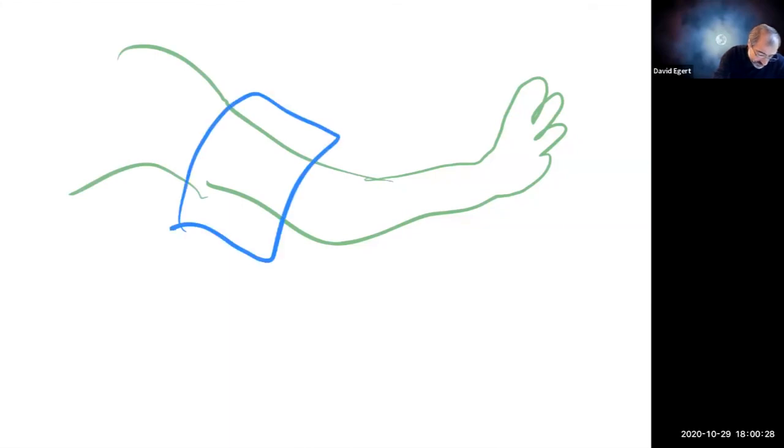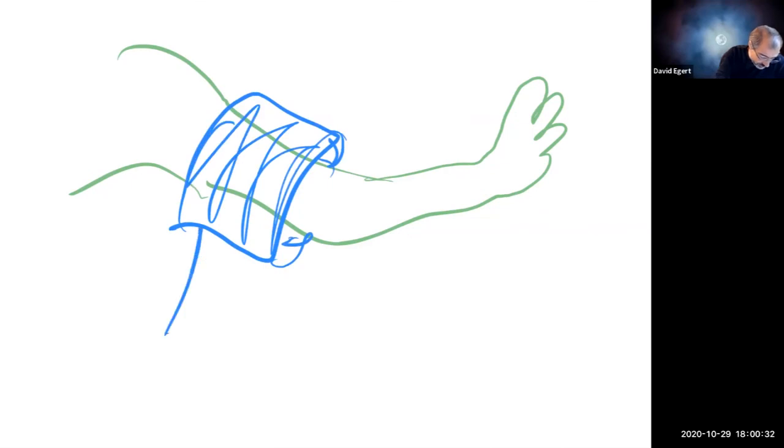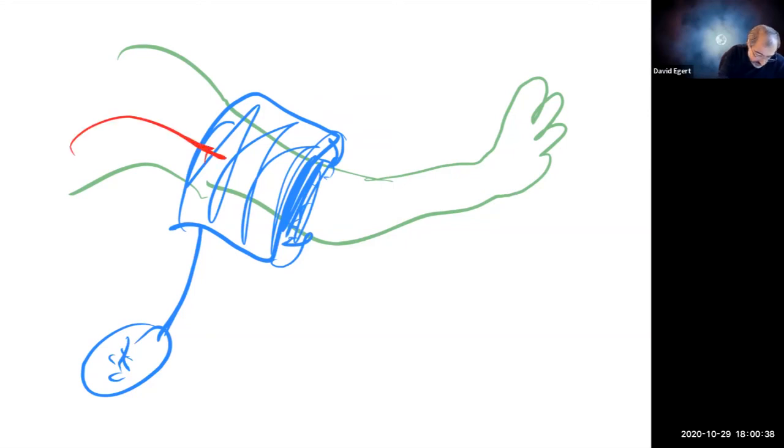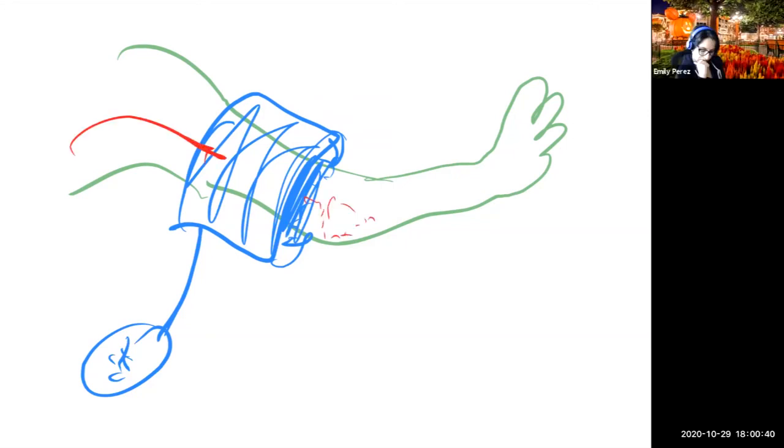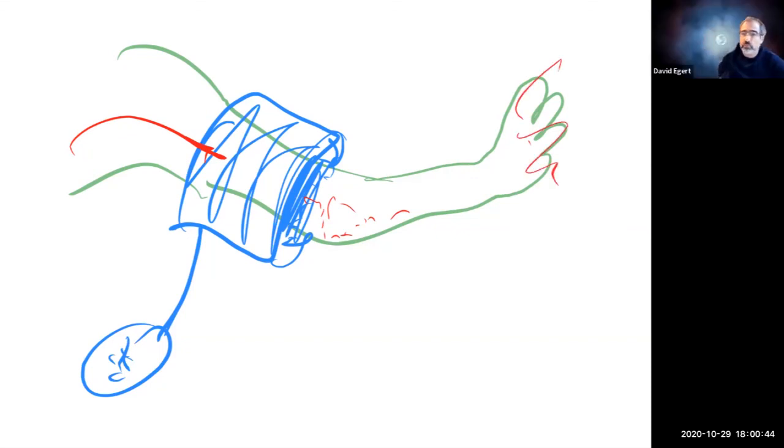If I took somebody, we're not going to do this today, but let's say you put a blood pressure cuff on them and you pump it up so much that you block all blood flow, so the blood can't make it down to the hand. How long can they keep moving their finger and hand around, do you think, before it'll stop working?